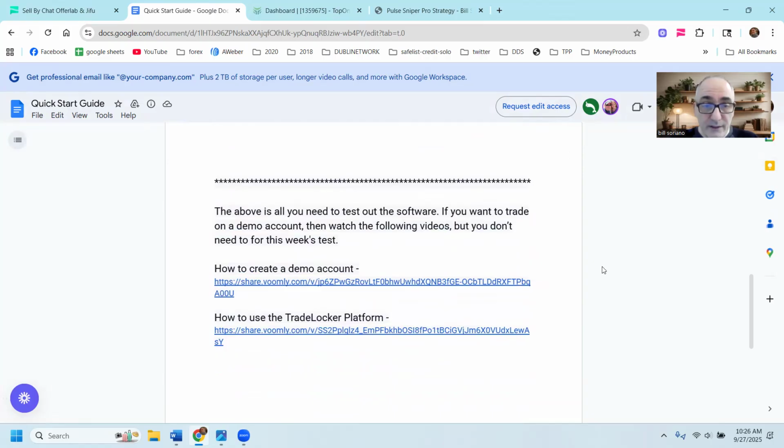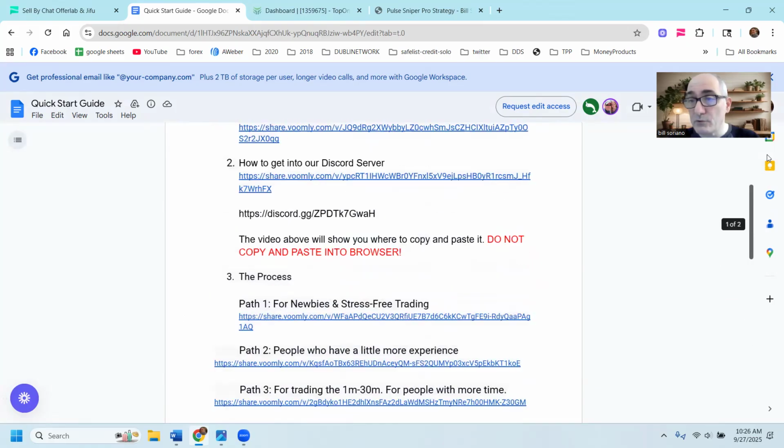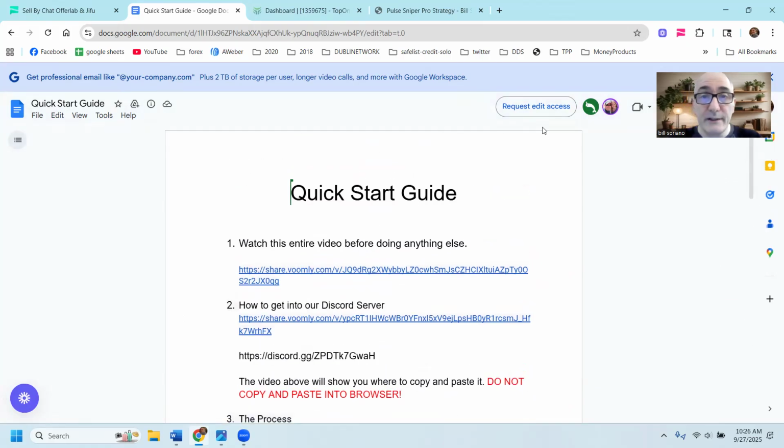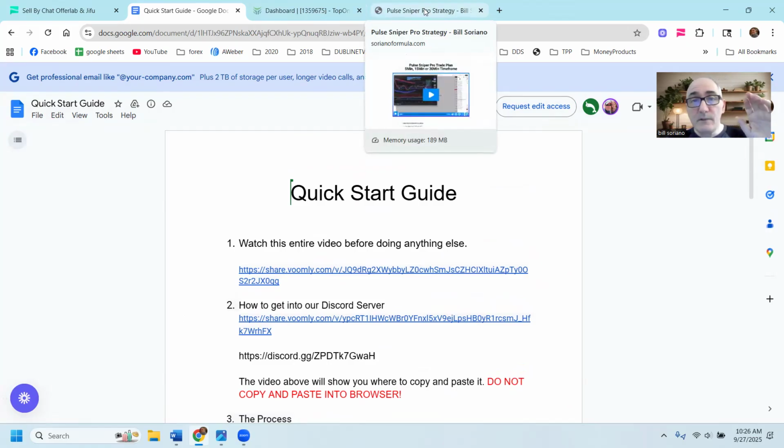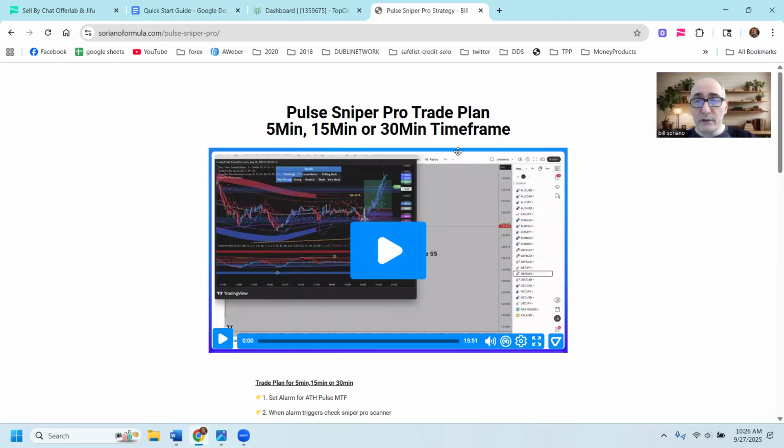And then, of course, if you don't have a demo account yet, there's a link on how to create one and how to use the Trade Locker platform, which is really a great platform to trade on. So that's kind of what we're going to look at here today.